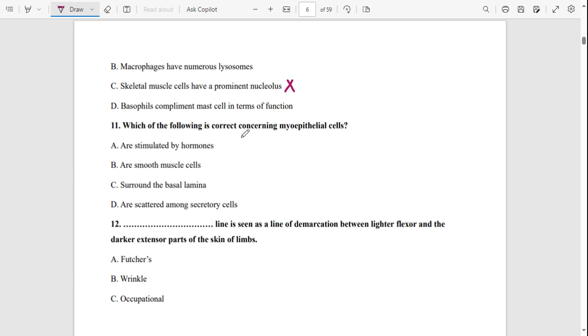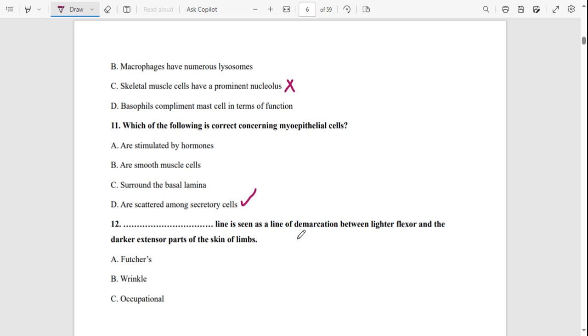Which of the following is correct concerning myoepithelial cells? Now, myoepithelial cells are going to be found with the cells which secrete things. So these ones are going to be contractile. So when they contract, those cells which have got what they're supposed to secrete will be able to secrete it. Okay, so they are scattered among secretory cells.